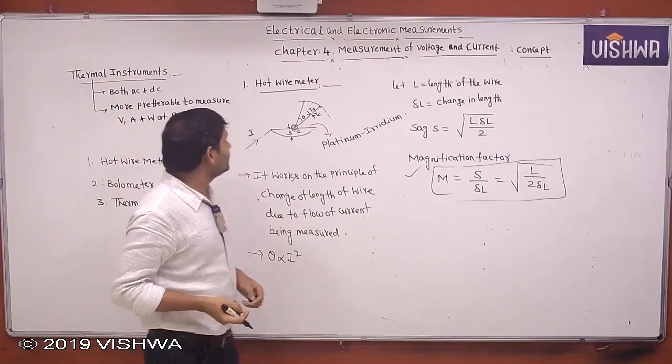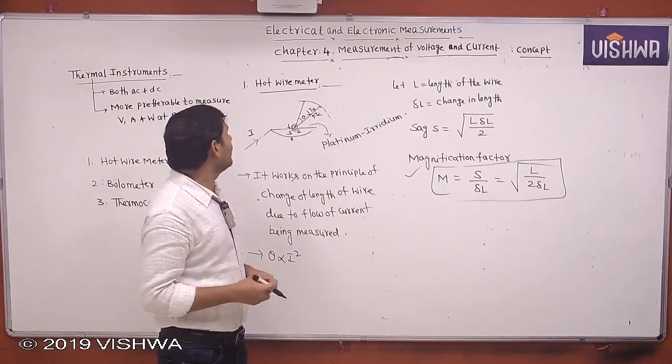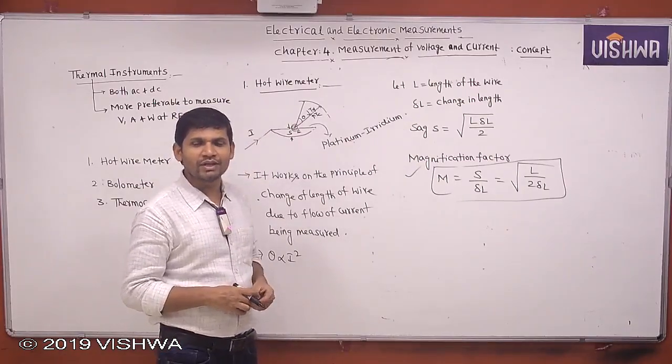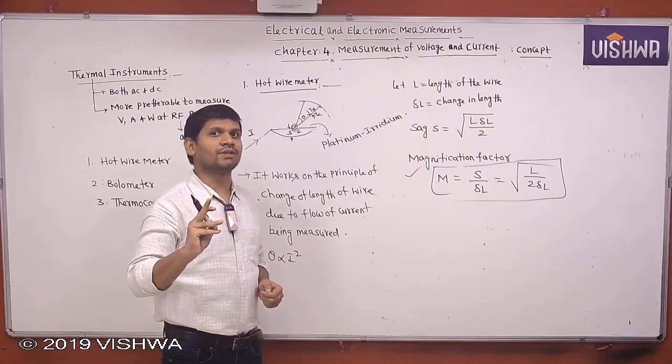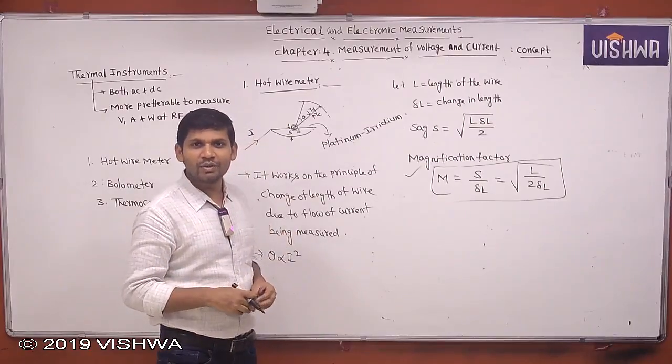But because of high power consumption and less overload capacity, nowadays these instruments are outdated. We are not using this instrument nowadays. These instruments have high power consumption and less overload capacity. We can measure a maximum current of 5 amperes only by using a hot wire meter. We can't measure very high current.